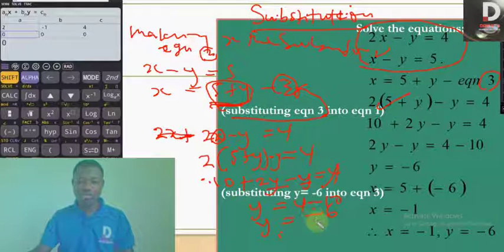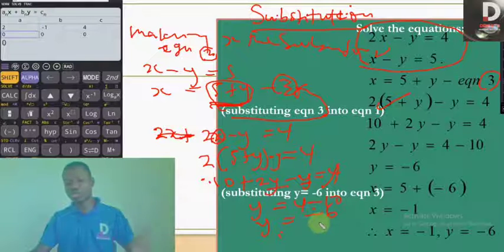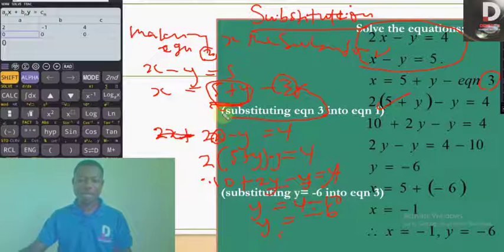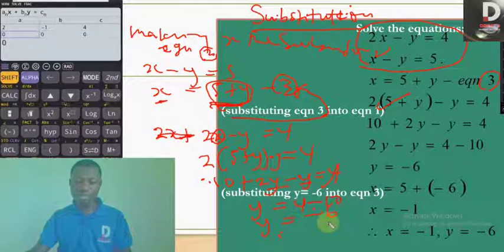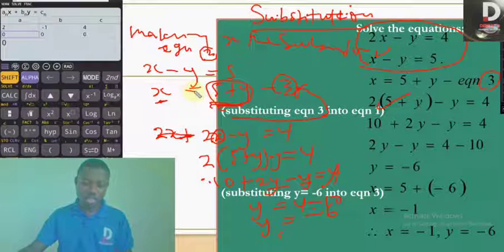So you write the same thing into any of the equations. So you choose one. And to me, I advise equation 3 is better because in that one, x is already the subject, and that's what you're looking for. So substituting y equals negative 6 into equation what? Equation 3.